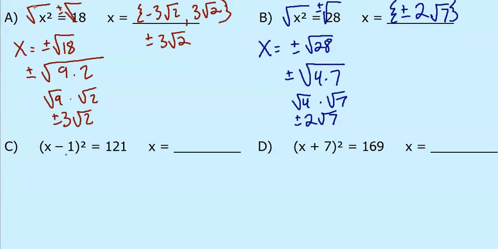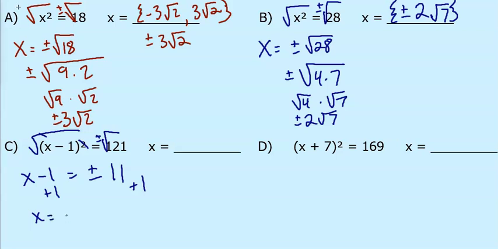C. Parentheses x minus 1 squared equals 121. What you want to do is take the square root of each side, put plus or minus. The square root and the squared cancel. You have x minus 1 equals plus or minus 11. From here, you're going to add 1 to each side. So we have x equals two different equations. 1 minus 11 or x equals 1 plus 11. So we have negative 10 and 12. So x equals negative 10 and 12.